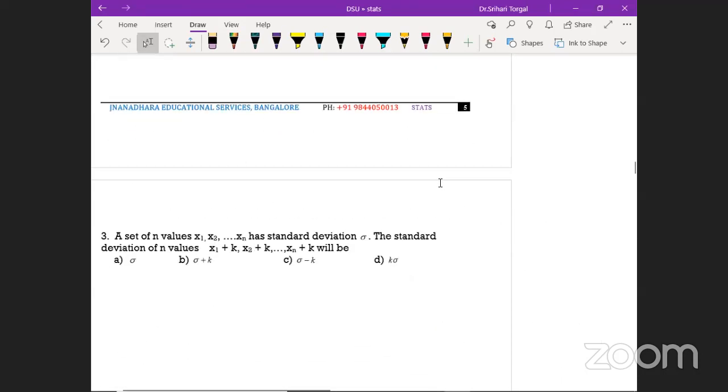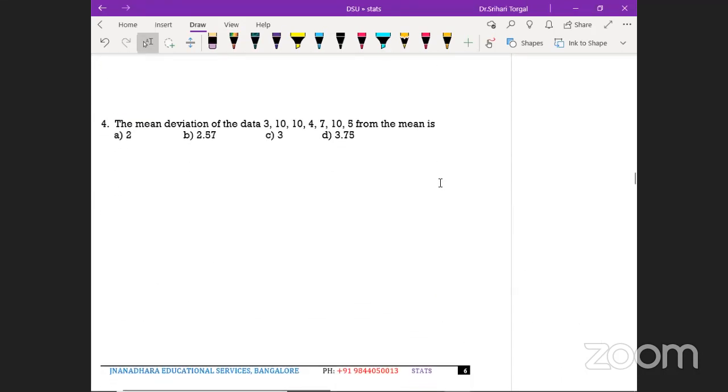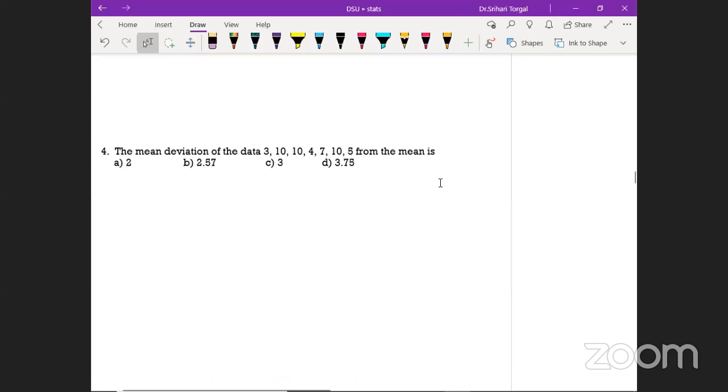So let me solve, try to solve this problem now. Question number 4, mean deviation of the data. After doing this problem, we will come to some conclusion on how to calculate directly if you know the previous data. Try to get the answer.